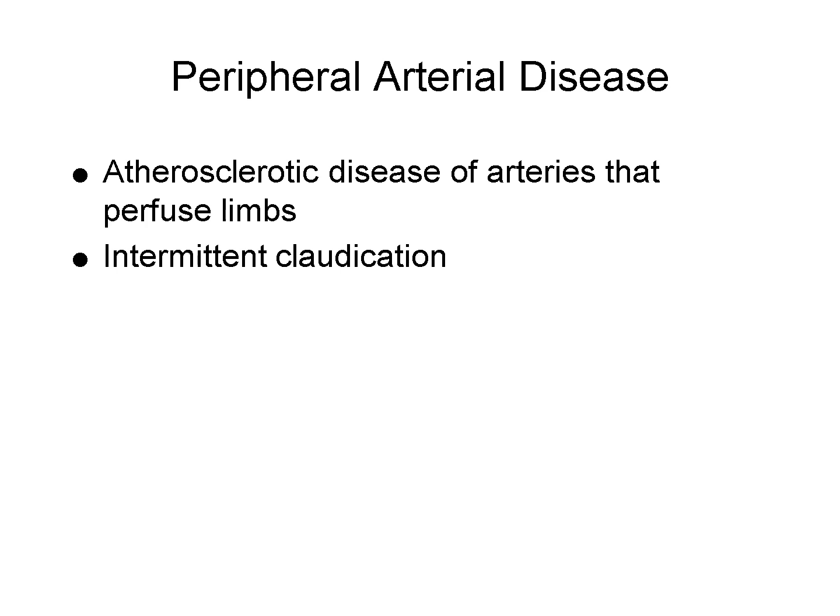Peripheral arterial disease results from atherosclerosis in arteries that supply the limbs. It commonly leads to intermittent claudication, causing pain during activity that resolves with rest. Without intervention, it can progress to critical limb ischemia. Lifestyle changes and medications are important to improve circulation and prevent complications.